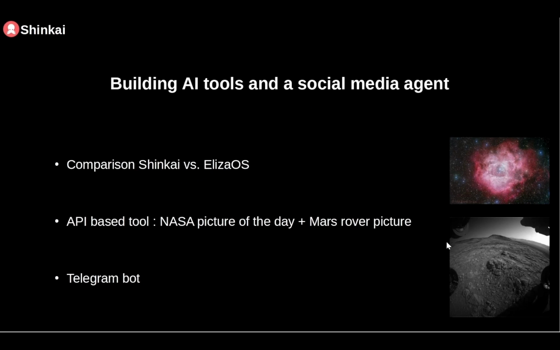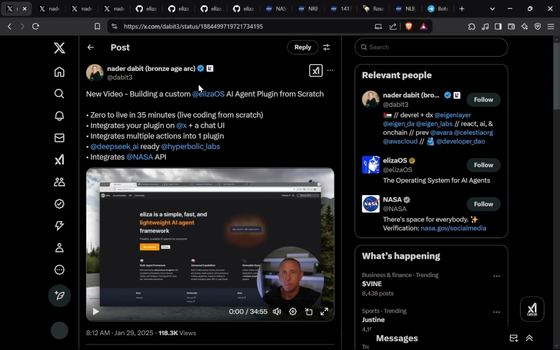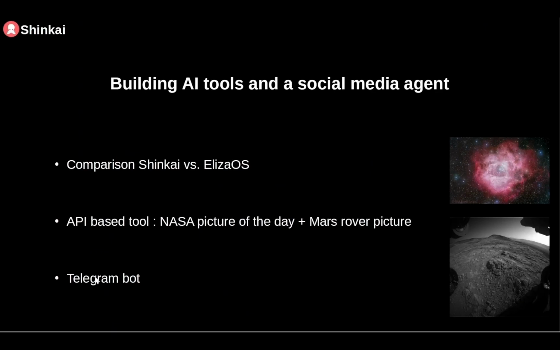In today's video, we're gonna build a social media AI agent that is able to show you the NASA picture of the day and to also show you a random Mars rover picture. We are doing this because a few weeks ago, there was a very good tutorial made and shared on X about using the Eliza framework, which was doing exactly this and was running on Twitter, but we're gonna run it on Telegram. So really, the goal of this tutorial is to be able to showcase the differences very concretely between Shinkai and Eliza, which are two frameworks to build AI agents. So let's go and build the first two.